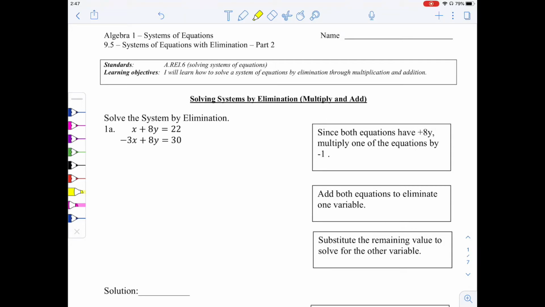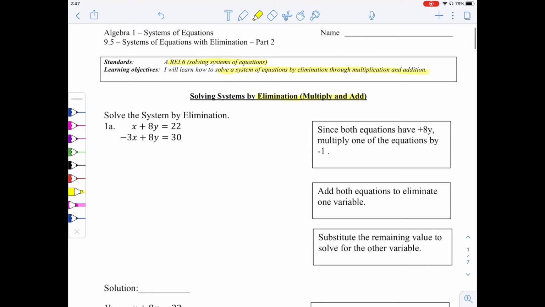Welcome everybody, it's 9.5 System of Equations with Elimination Part 2. So to continue on with our solving systems, we learn to solve a system of equations by elimination through multiplication and addition, right? So we're still doing elimination.